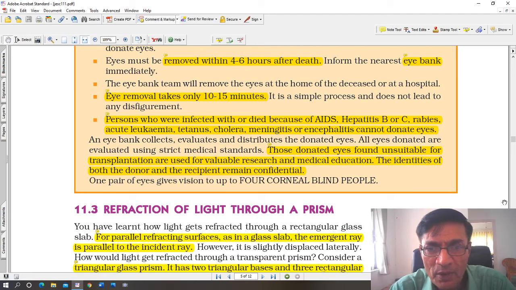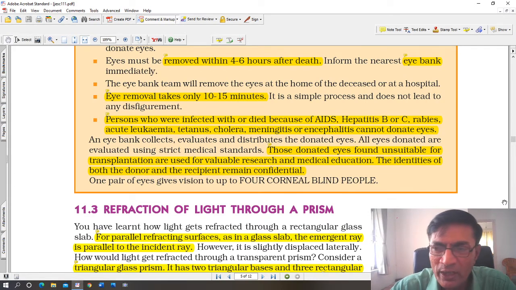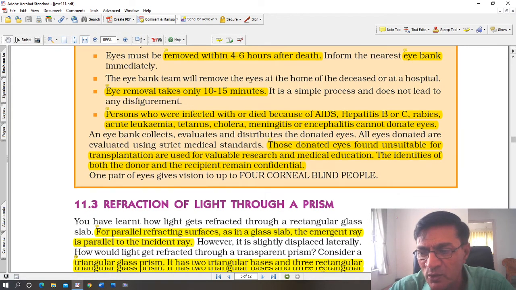That's all. Persons who were infected with or died because of AIDS, hepatitis B or C, jaundice, rabies, acute leukemia, blood cancer, tetanus, cholera, meningitis and encephalitis cannot donate their eyes. Otherwise, a normal person can donate. An eye bank will collect the eyes, put them in special containers and store them. And when a person is found who needs the eyes, they will be donated, and you can help in restoring vision to millions of blind people in such a way.